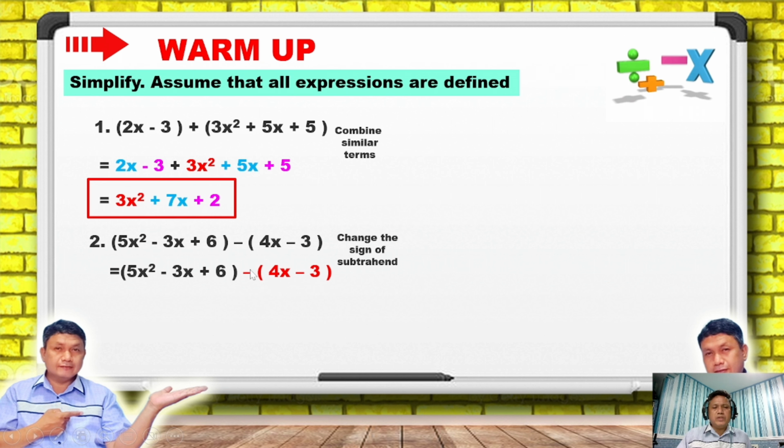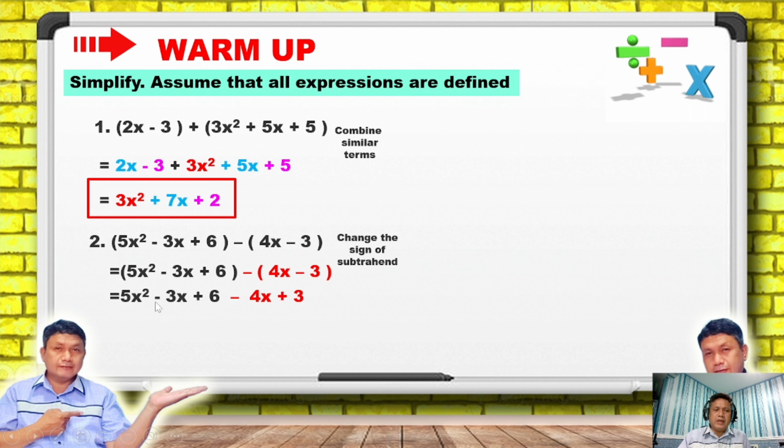Yung minus sign, itatimes po natin yan sa loob nung ating parenthesis na may 4x minus 3. Okay, so what happened? Ang una natin gagawin, kopyahin muna natin ang minuend. So, we have 5x squared minus 3x plus 6. Then, yung negative, itatimes natin dito. So, ang mangyayari, mapapalitan lahat ang sign ng nasa loob. And then, it will become negative 4x and negative times negative is positive 3.